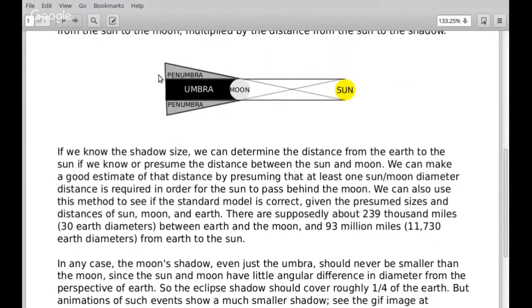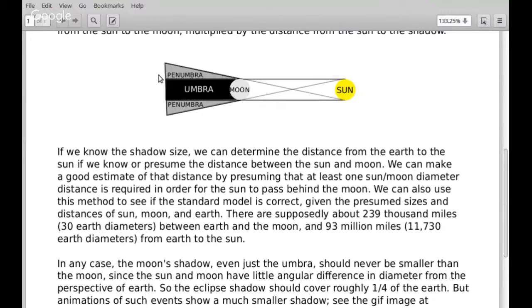Given the sizes, though, the difficulty comes in our size as people relative to the size of the shadow. And you would have to have people just at the edge where any bit of the eclipse can be seen, and find, all around in a circle, basically, people who are just barely able to see it. That would be the edge of your shadow. So if we know the shadow size, we can determine the distance from Earth to the sun if we know or presume the distance between the sun and the moon.